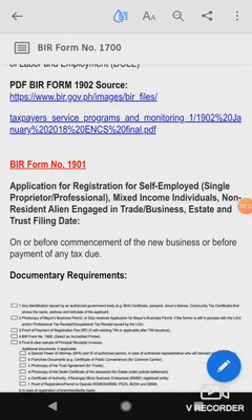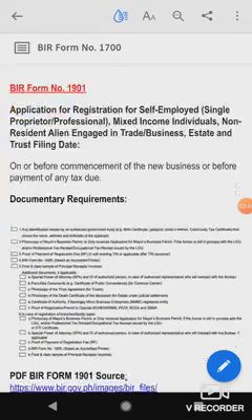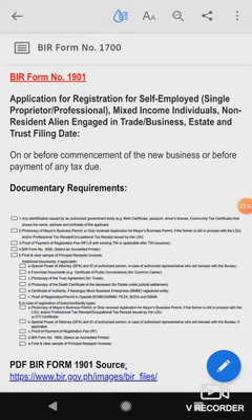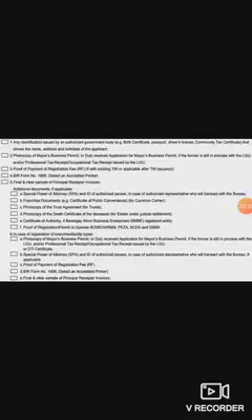We have BIR Form 1901, application for registration of self-employed, single proprietor or professional, mixed income individuals, non-resident alien engaged in trade or business, estate, and trust. The filing date: on or before commencement of new business or before payment of any tax due. There are several documentary requirements.